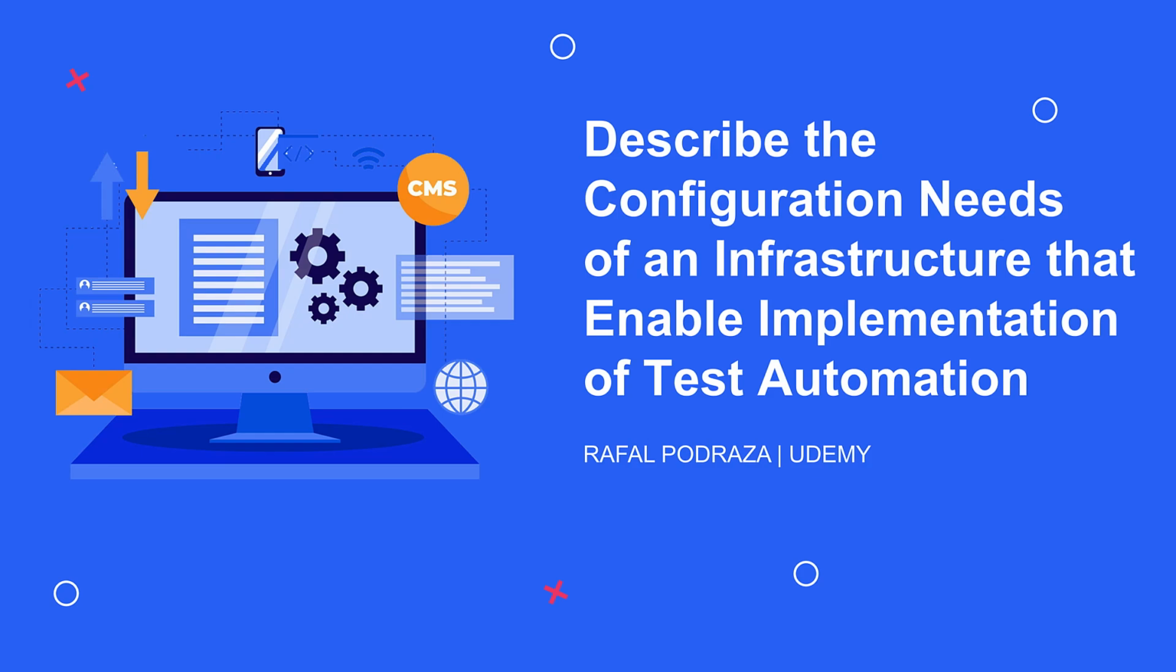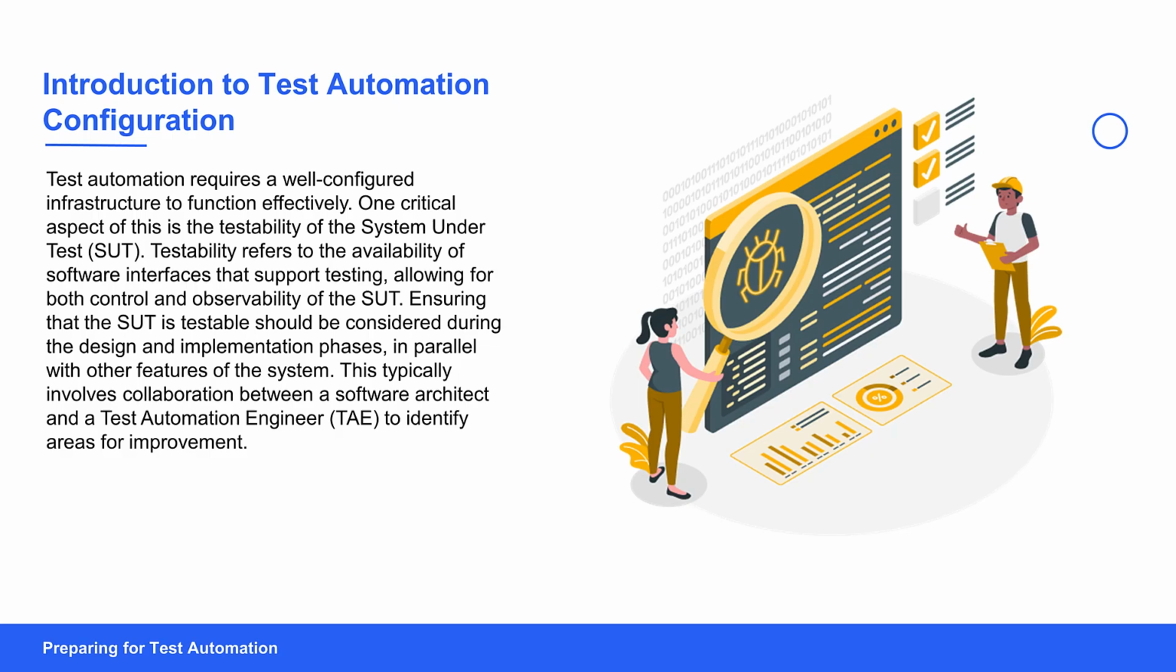In this lesson, we're going to explore the importance of having a well-configured infrastructure to support test automation. At the heart of this is the concept of testability for the system under test, or SUT. Testability is about ensuring that the SUT is designed with the right interfaces that allow testers to control and observe its behavior. This isn't something that should be added later on. Instead, it should be incorporated during the design and implementation phases of the project.